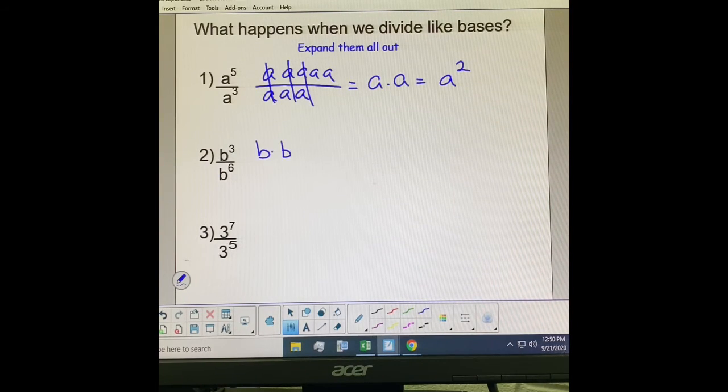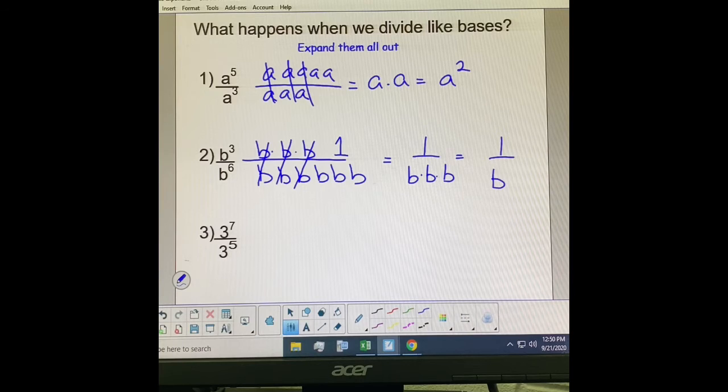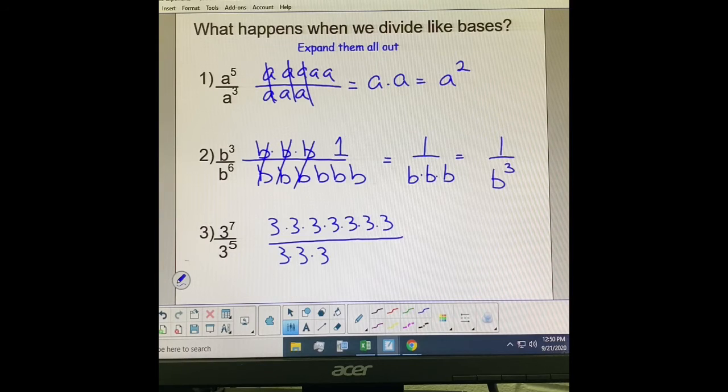This one's a little trickier. There's 3 b's in the numerator, but 6 b's in the denominator. We can't just leave nothing in the numerator. You have to replace everything with a 1. So we're left with 1 in the numerator and 3 b's in the bottom, which is b times b times b, or b cubed. We have 7 3's in the numerator, 5 3's in the denominator. 5 of them cross out because they equal 1, and we're left with 3 times 3 as our answer.